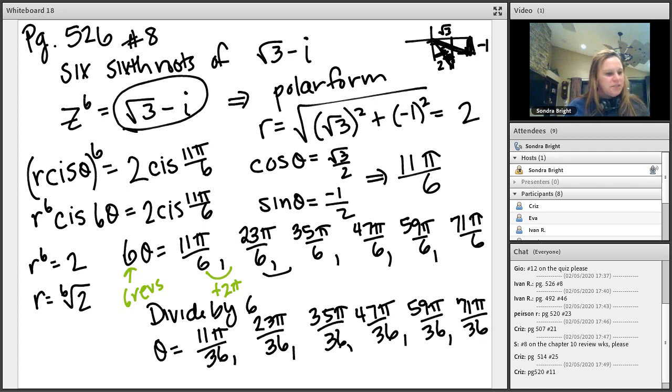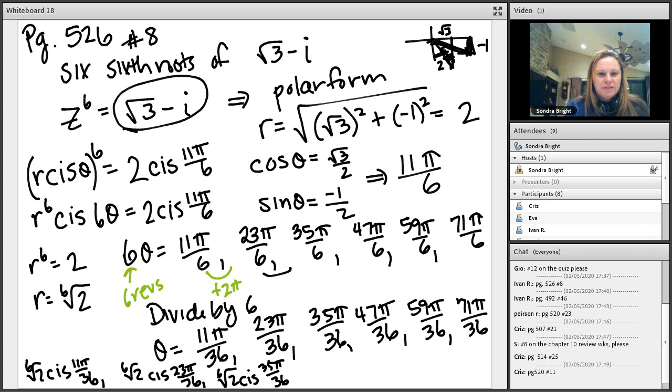And then you're going to just write your answers as r cis theta. So it's like the 6th root of 2 cis 11 pi over 36. And then the 6th root of 2 cis 23 pi over 36. And the 6th root of 2 cis 35 pi over 36. Hopefully you guys see, because I have a feeling I'm going to run out of room and I'm not going to be able to write all the answers.